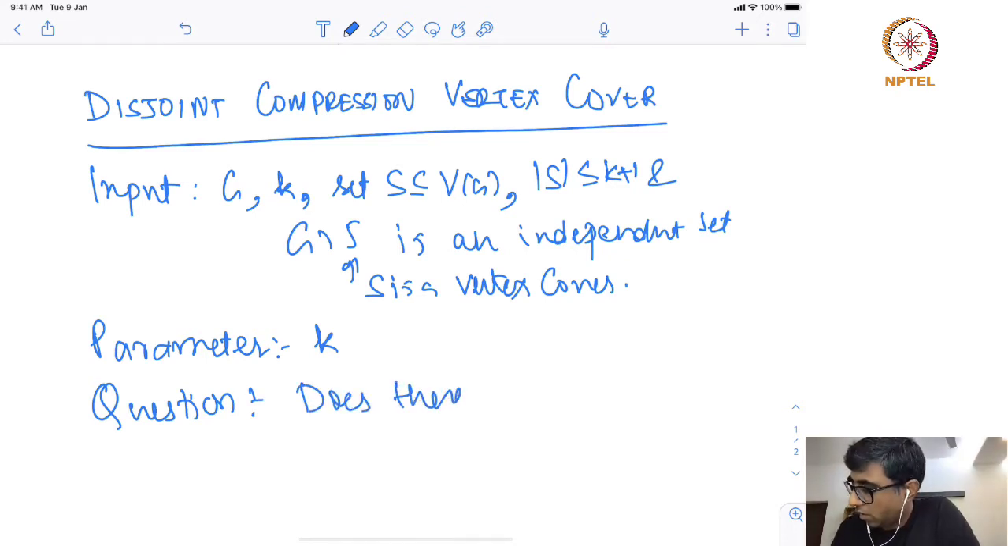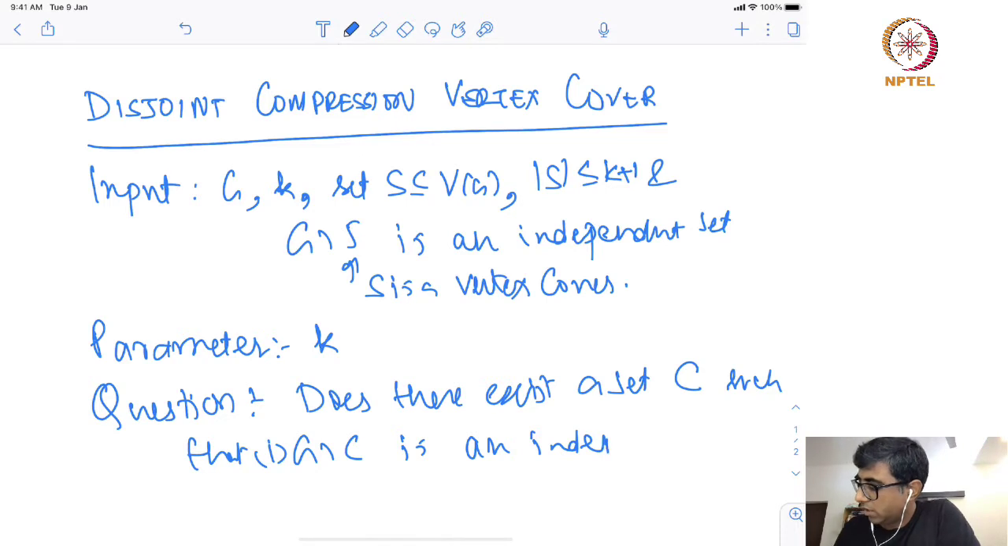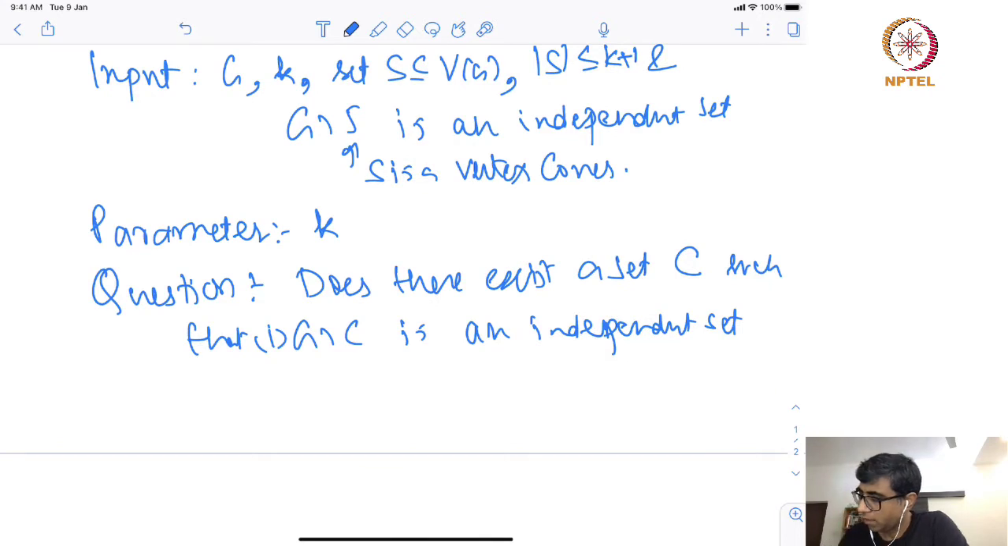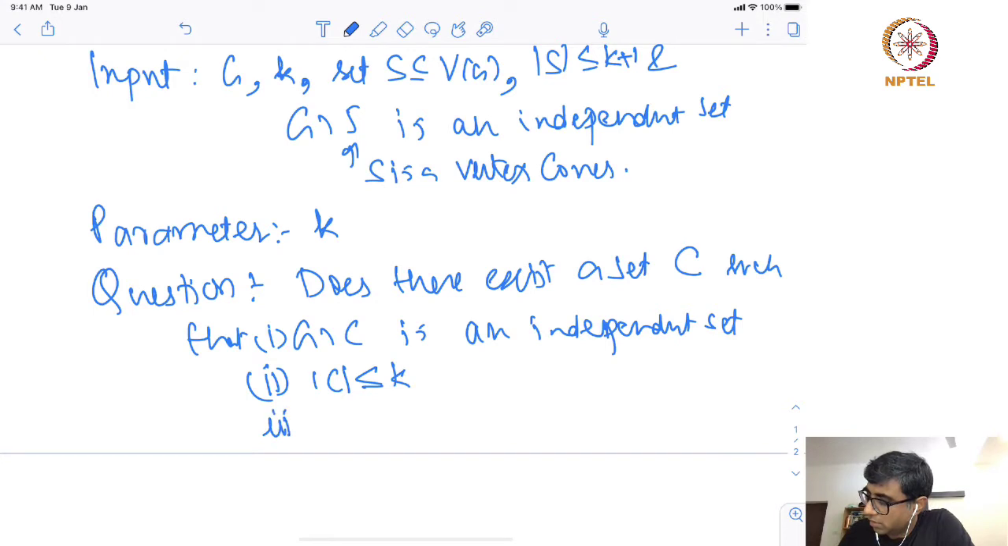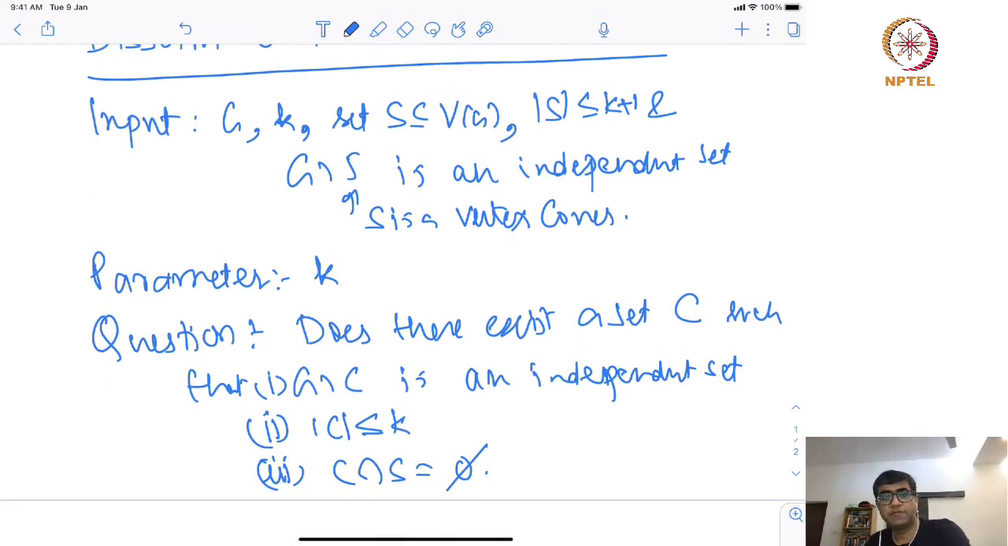And what is my question? Does there exist a set C such that, first of all, G minus C is an independent set, second, the cardinality of C is at most k, and third, C intersection S is empty. So, we are given a vertex cover of size at most k plus 1, and we would like to have a vertex cover of size at most k whose intersection with S is an empty set.